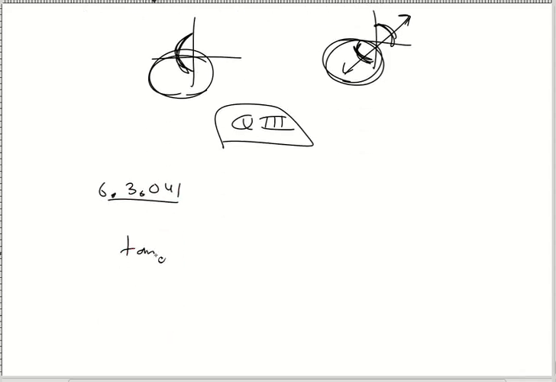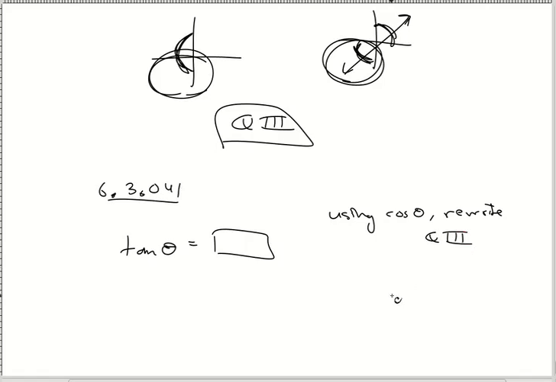This is a very strange problem, but I'm very sure we talked about something very similar to it earlier, in chapter 5. They're saying, using only cosine theta, rewrite this tangent, knowing that it's also in quadrant 3.